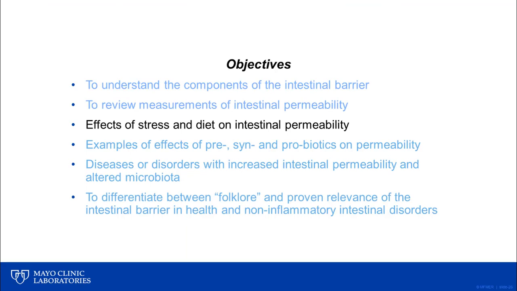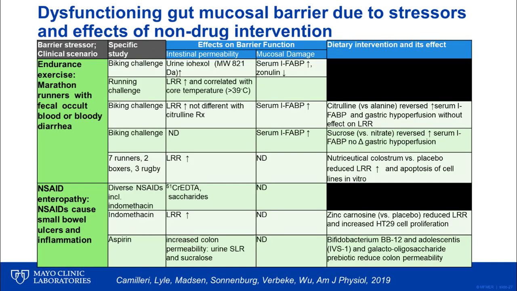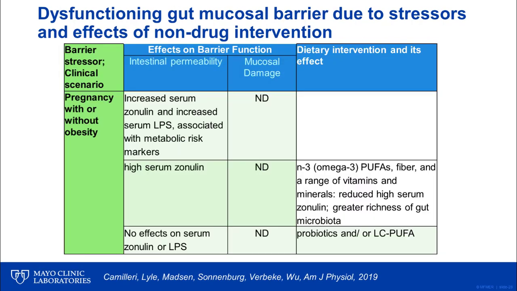Third point I want to make, and I'm going to be a little bit faster in the next 3 topics, effects of stress and diet on intestinal permeability. So we know that endurance exercise is one of the factors that has been associated with increased permeability. And this is generally done with intestinal permeability measurements using probe molecules or mucosal damage, as I showed you the markers before. And this is usually biking, marathons, and things like that. NSAIDs, of course, are known to not only cause ulceration, but also to cause an increase in intestinal permeability, measured in this case with urine sucralose to lactulose ratio. Pregnancy itself has been associated with an increase in permeability. I'm showing you the evidence here, certainly in 2 studies, but not in a 3rd study.